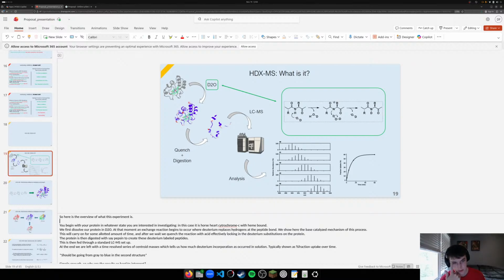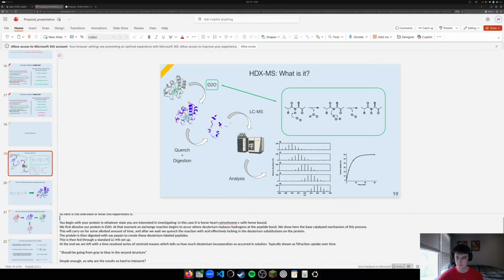resonance stabilization of this, and then the nitrogen would act as a base, abstracting a deuterium from D2O, regenerating the deuterium oxide and creating your deuterated peptide bond. So here you would quench the reaction at around pH 2.5, which would stop the exchange process from occurring, or at the very least slow it down as much as possible. And then you would carry out digestion with, say, pepsin.